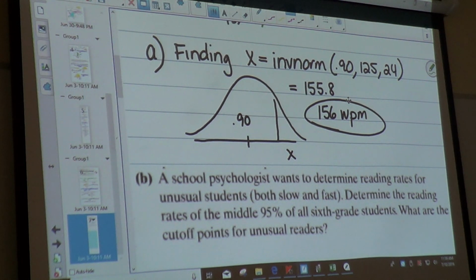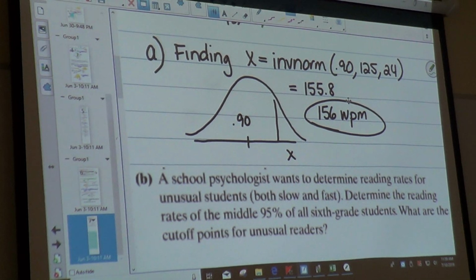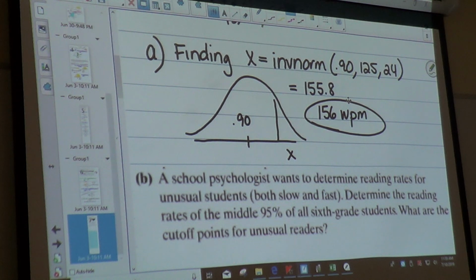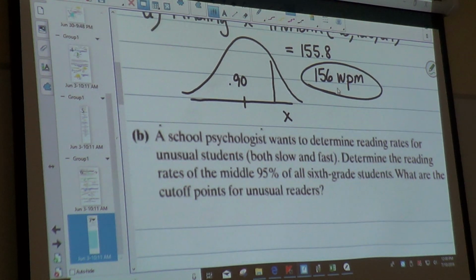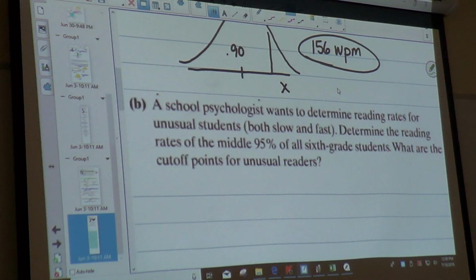All right, I think this may be the last one in this section. A school psychologist wants to determine reading rates for unusual students, both slow and fast. Determine the reading rates of the middle 95% of all 6th grade students. The mean was 125, the standard deviation was 24.